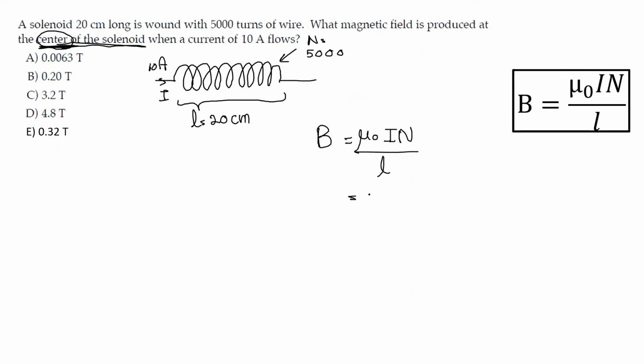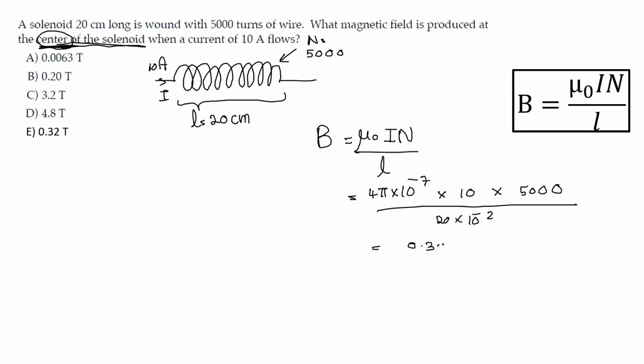Now I'm going to substitute. Mu naught is 4 pi 10 to the negative 7. Current is 10. N is 5,000. L is 20 centimeters, which I have converted to meters. So when you do that, what's the answer you get? Do you get C or E? E, right? Yeah. So the answer is 0.32 Tesla.